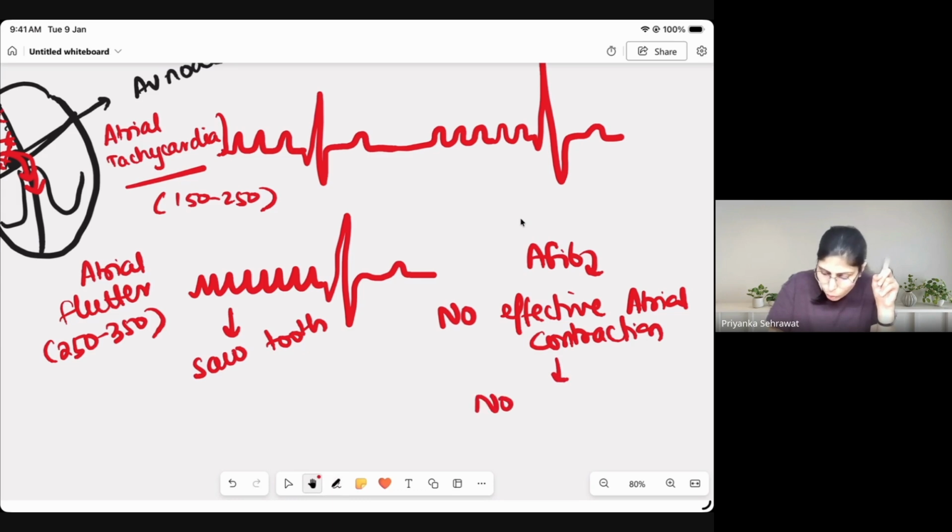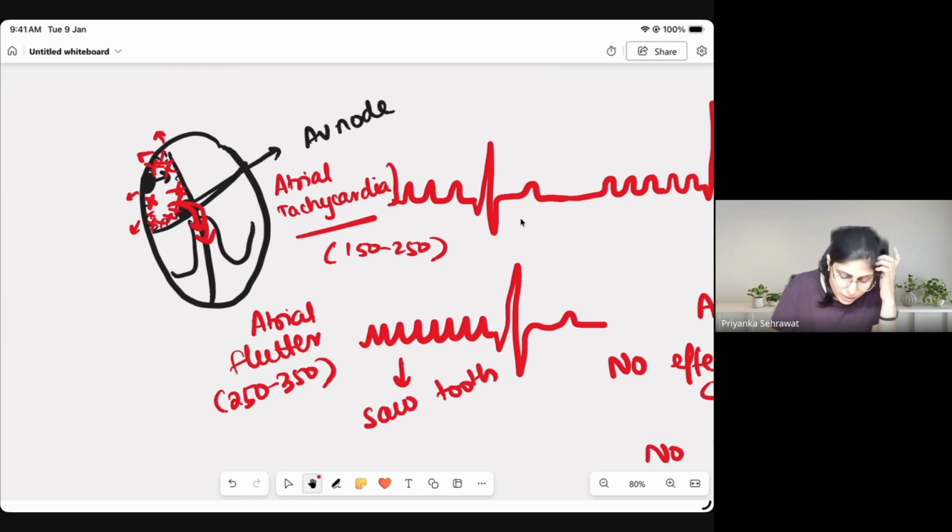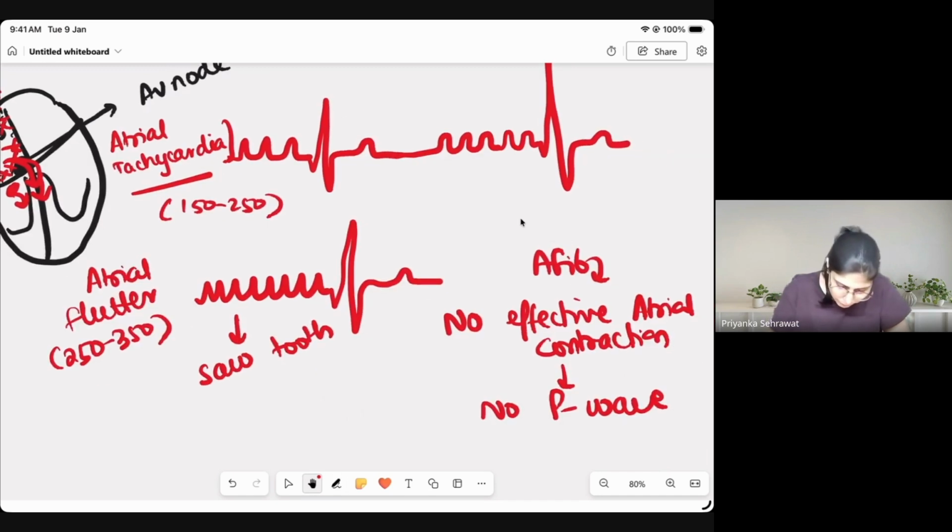So no P wave. And what happens is because there is no atrial contraction, now ventricles have to give out the blood. How do ventricles contract? So there is a new pacemaker generated in the bundle or the ventricular myocyte, which gives rise to the ventricular contraction, which can give rise to QRS.